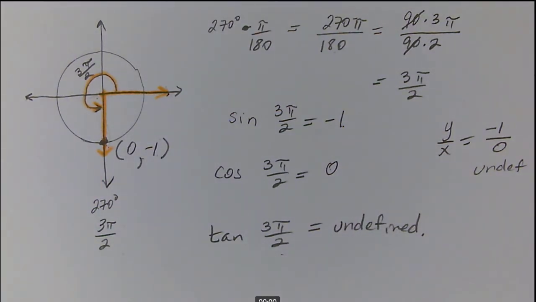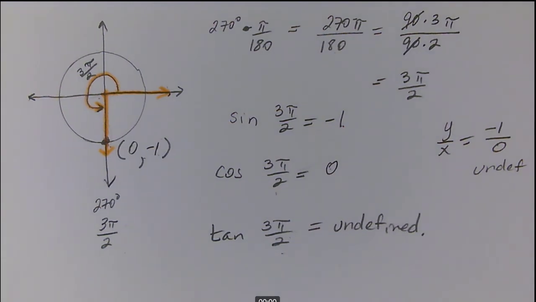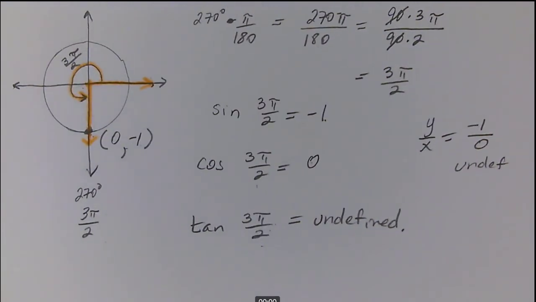So what else might be undefined? What else might be undefined? If you take some quick notes about the sine, cosine, and tangent, what you get, which one besides the tangent would be undefined?